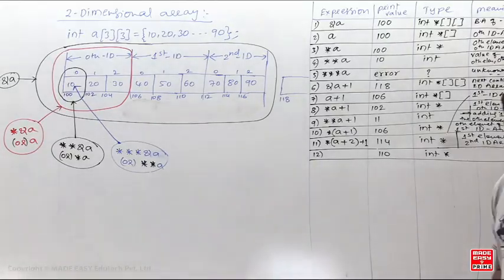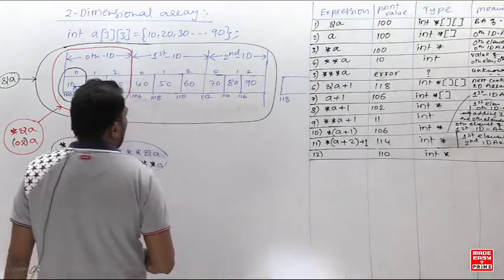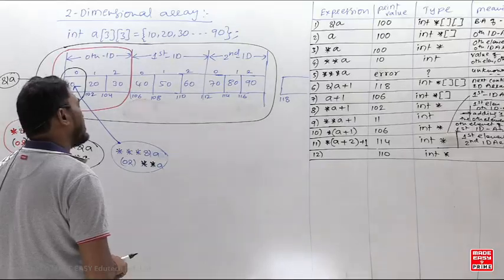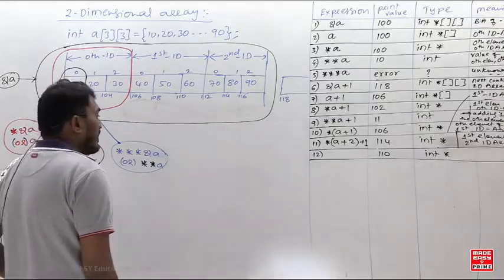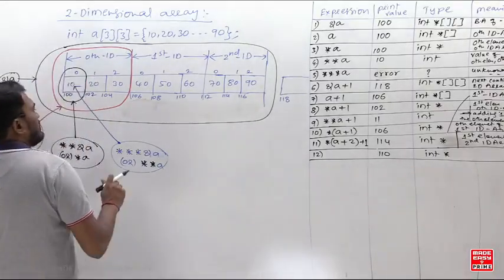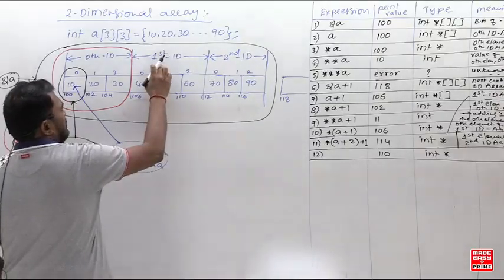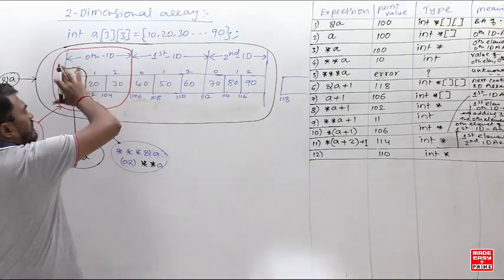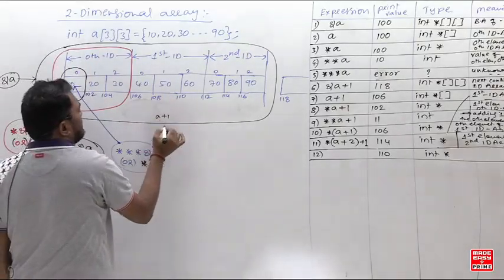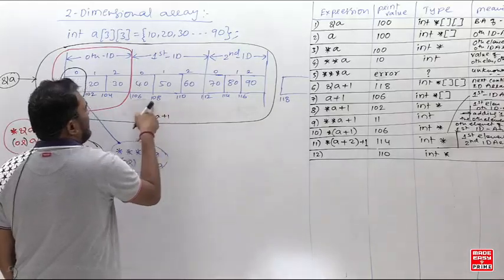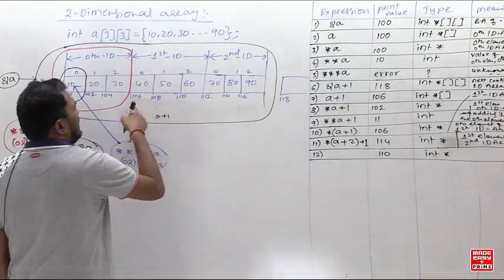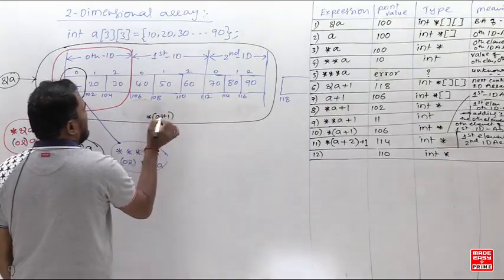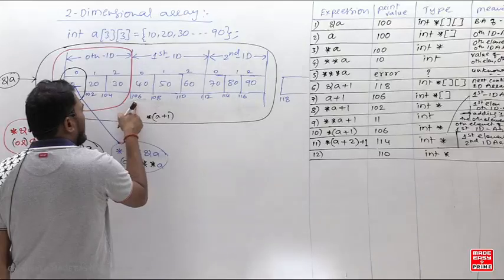Very good. So a plus, okay, look here, 110. I want int star. Just listen carefully. 110 means you have to go to the first 1D array. A means the 0th 1D array. If I want to go to the first 1D array, you have to say a plus 1. A plus 1 means it is pointing to the entire first 1D array. If I apply star, now it is pointing to an element.